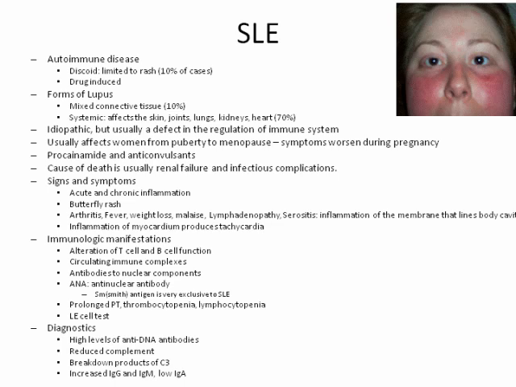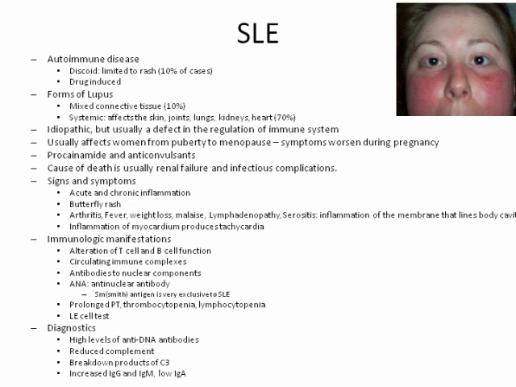Some of the immunological manifestations, you can have T cell and B cell dysfunction. Circulating immune complexes can cause problems, especially with the kidneys and lungs. Antibodies to nuclear components we'll find. And the ANA would be positive. Also, what would be positive is the Smith antigen. So anti-Smith is the type of test we would do.